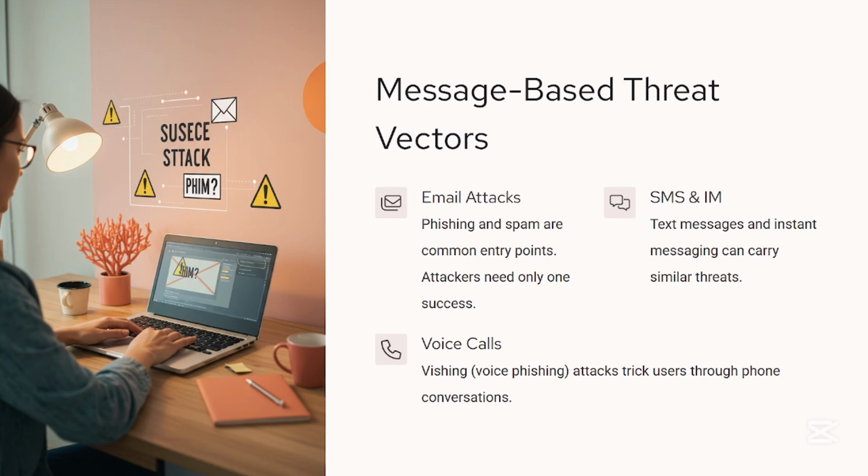Text messages and instant messaging can also carry out similar threats as email, and the same can happen through voice calls, and that is referred to as vishing, whereby vishing is the use of voice calls to trick users through phone conversation to provide sensitive information.